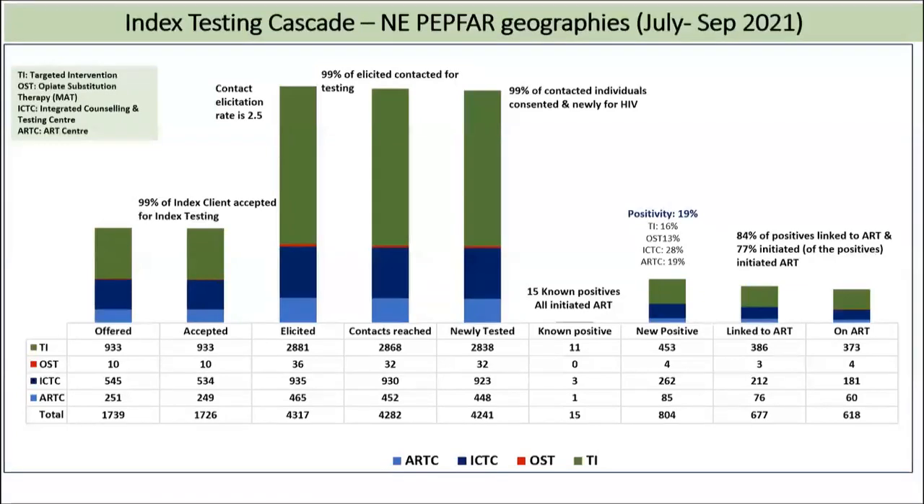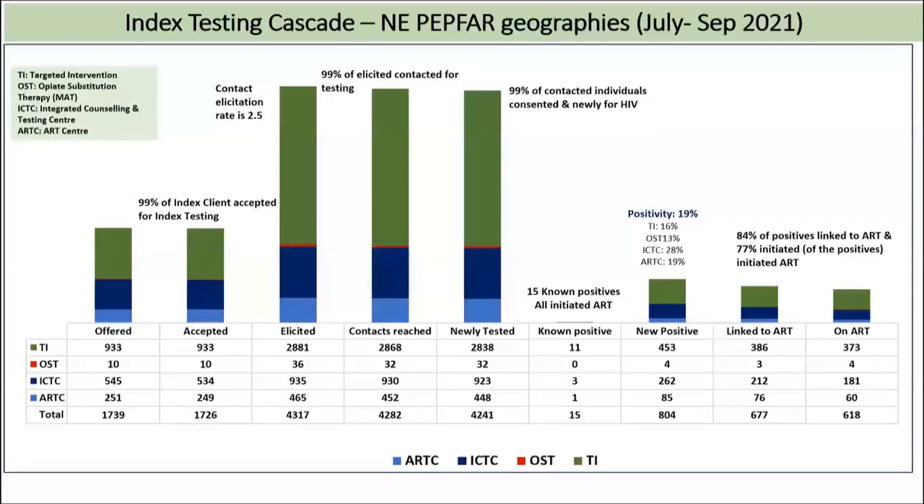So the point is, index testing is not the work of only the ICTC. It can be done at other facilities also. It should be done at other facilities also, because there are high chances some people can be missed at ICTC from offering index testing, from eliciting their contacts and getting the status of their partners or their children.